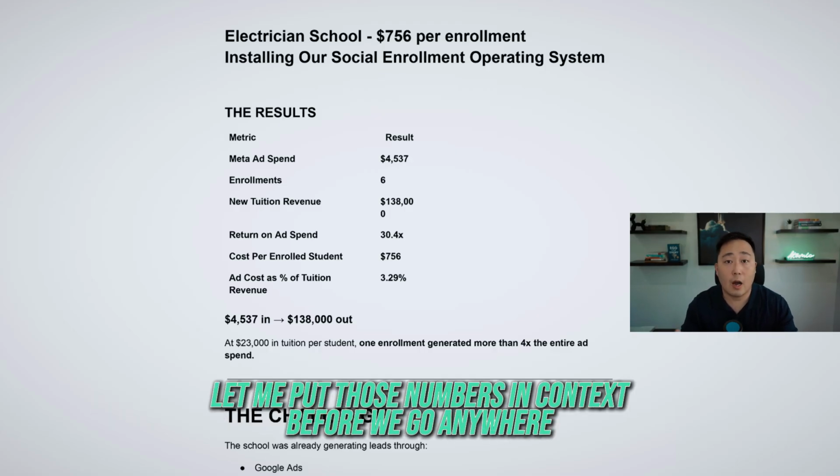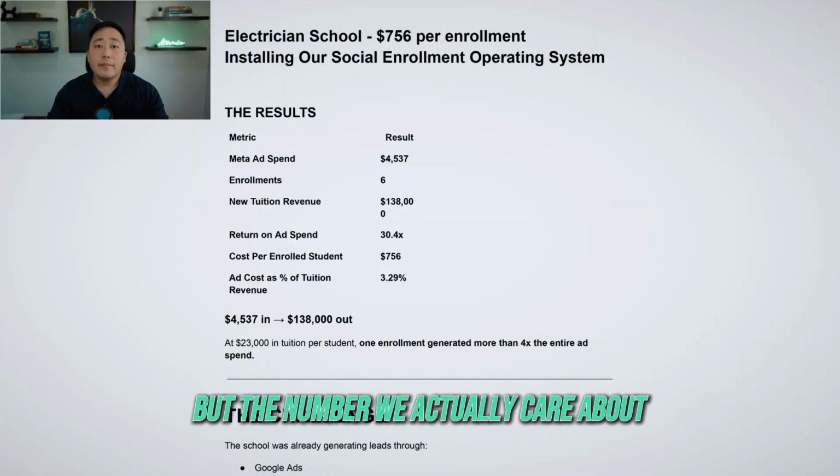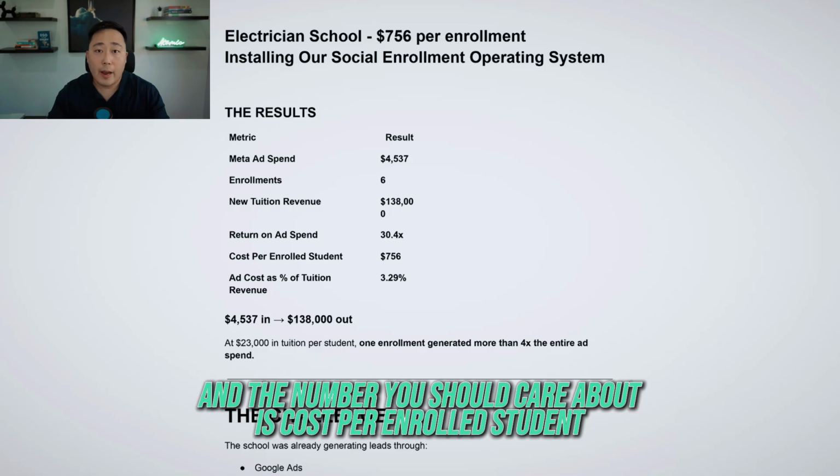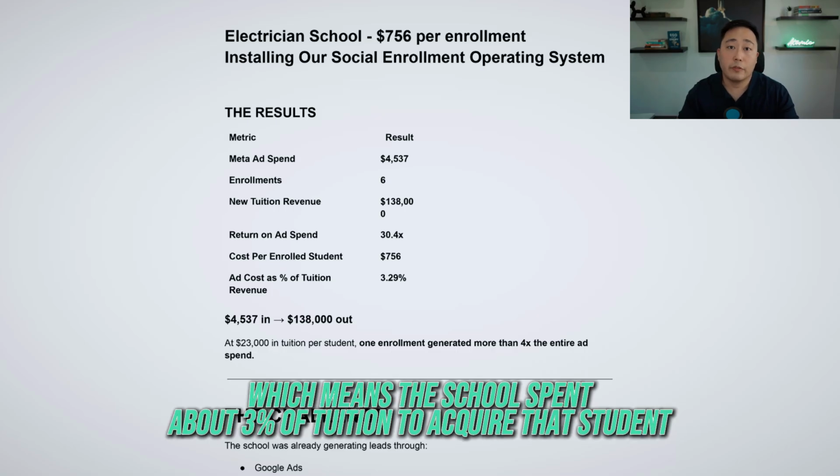Let me put those numbers in context before we go anywhere. $4,537 in, $138,000 out. That's about a 30 to 1 return. But the number we actually care about, and the number you should care about, is cost per enrolled student. That came in at $756. Tuition at this school is $23,000, which means the school spent about 3% of tuition to acquire that student.